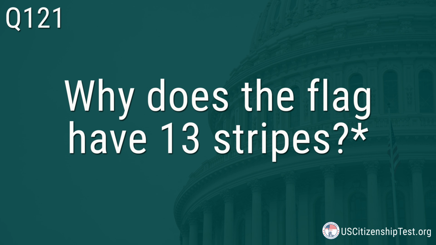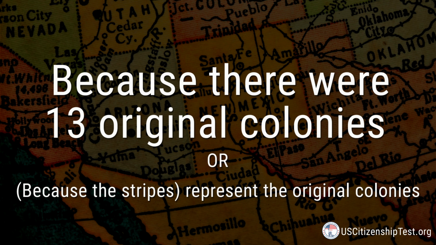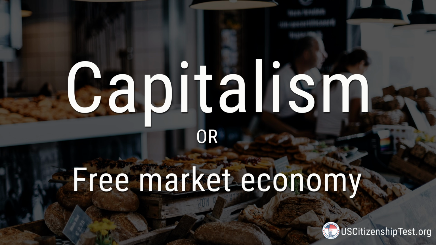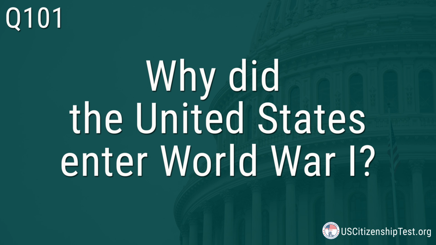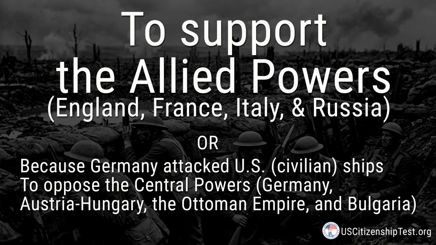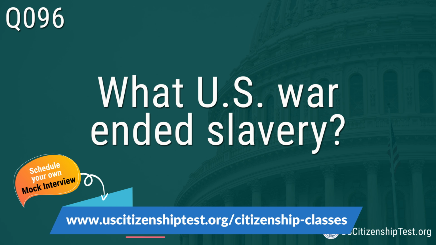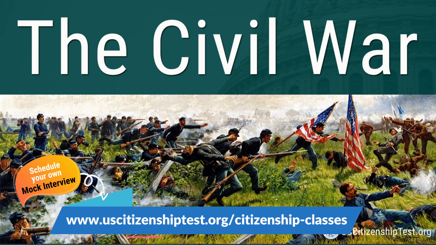Why does the flag have 13 stripes? Because there were 13 original colonies. What is the economic system of the United States? Capitalism. Why did the United States enter World War I? To support the Allied powers. What U.S. war ended slavery? The Civil War.